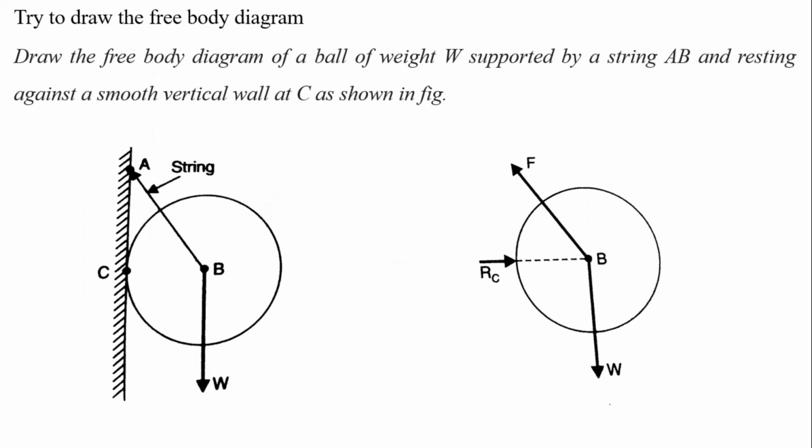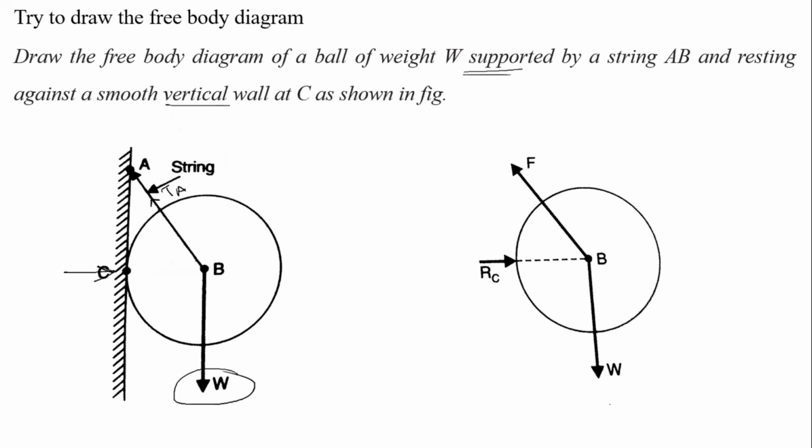Now, try to draw the free body diagram of this small figure. Draw the free body diagram of the ball of weight W supported by the string AB and resting against a smooth wall at point C. The ball is tied at point A, so tension T A acts upward and the weight of the ball acts downward, and wherever there are supports, we have to consider the reaction forces.